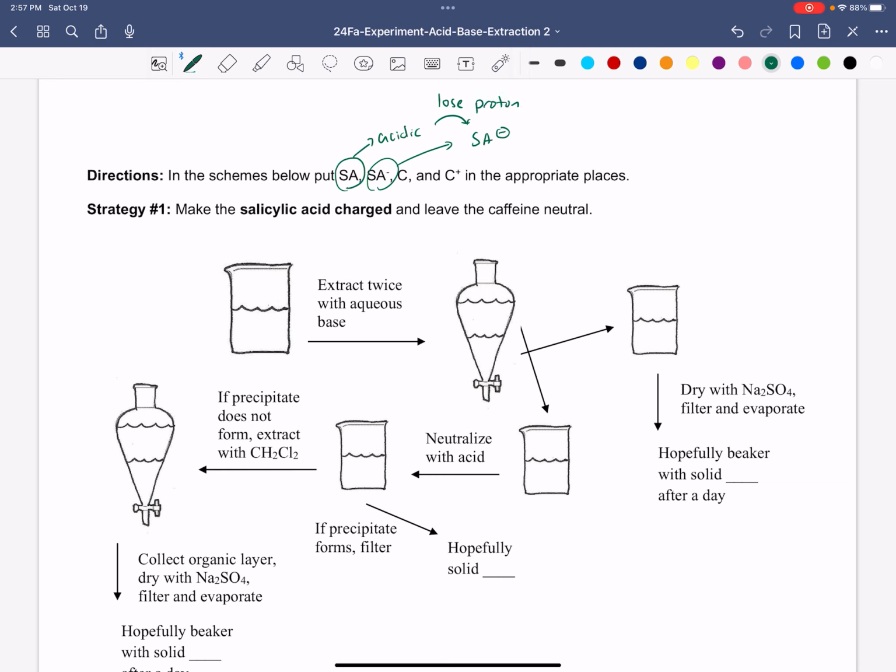Caffeine, though, is basic. It has atoms that will grab a proton. And here I have caffeine. This is a base, meaning that when it grabs a proton, it becomes more positive. We'll represent that with C plus, and what happens here is that it gained a proton.